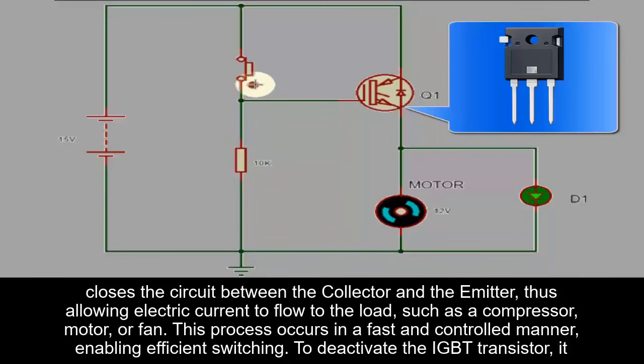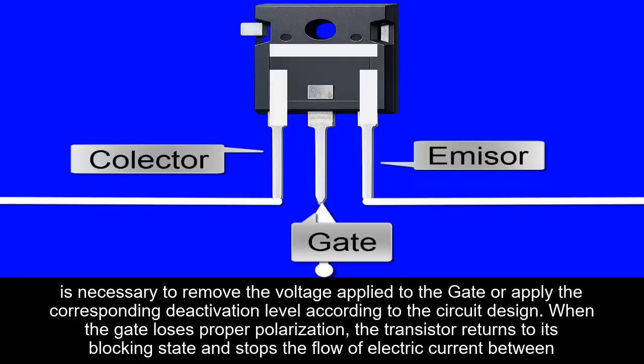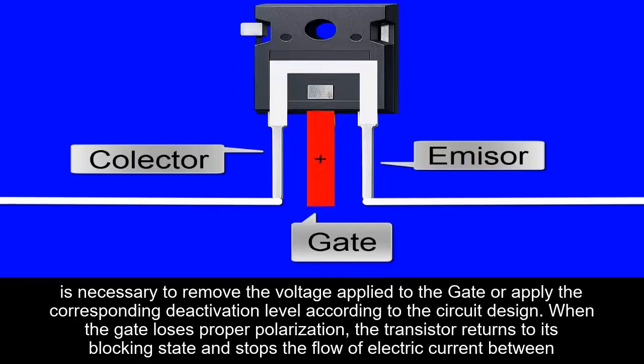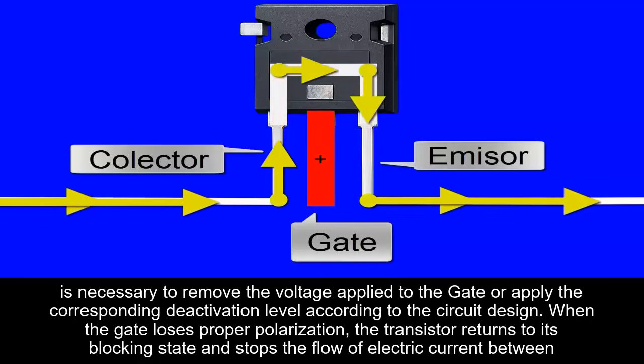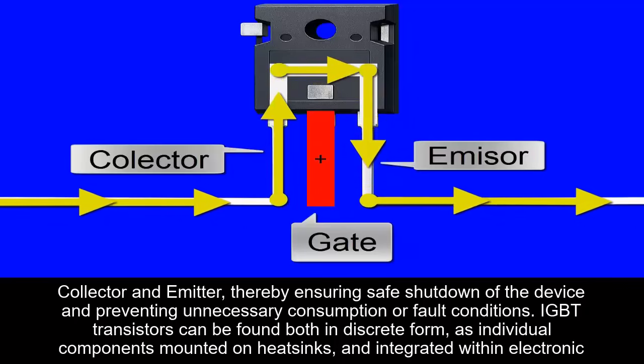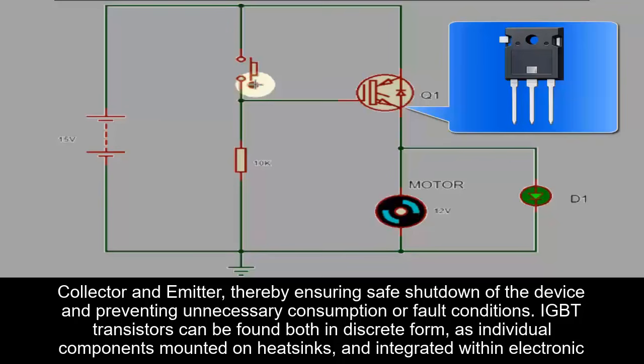To deactivate the IGBT transistor, it is necessary to remove the voltage applied to the gate or apply the corresponding deactivation level according to the circuit design. When the gate loses proper polarization, the transistor returns to its blocking state and stops the flow of electric current between collector and emitter, thereby ensuring safe shutdown of the device and preventing unnecessary consumption or fault conditions.